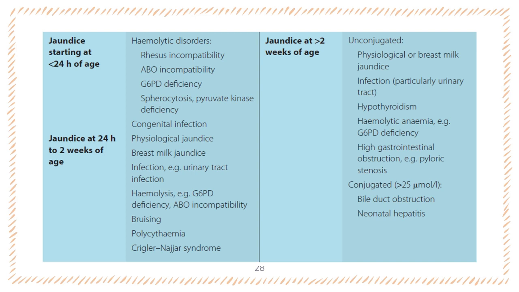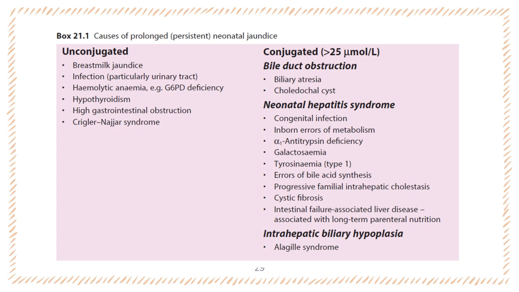When it comes to conjugated, usually it presents at this stage, which is older than 2 weeks of age, in which you will find conditions like bile duct obstruction and neonatal hepatitis. So this is, like we have mentioned, the causes of prolonged jaundice. You will have different causes for unconjugated and conjugated. We'll talk about each of these conditions in detail in the coming presentation.